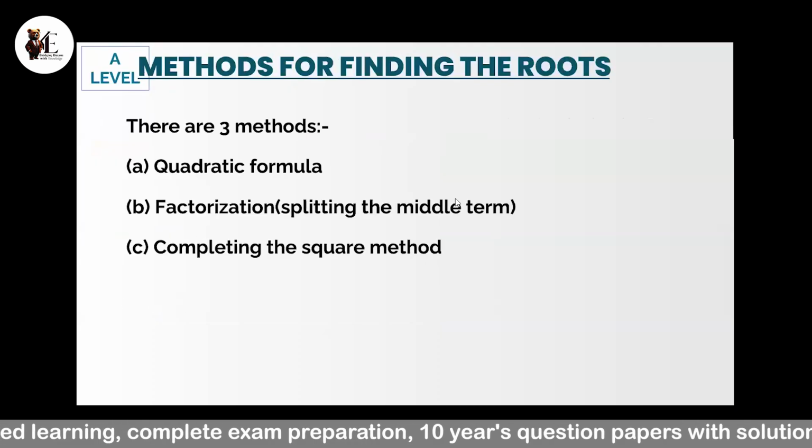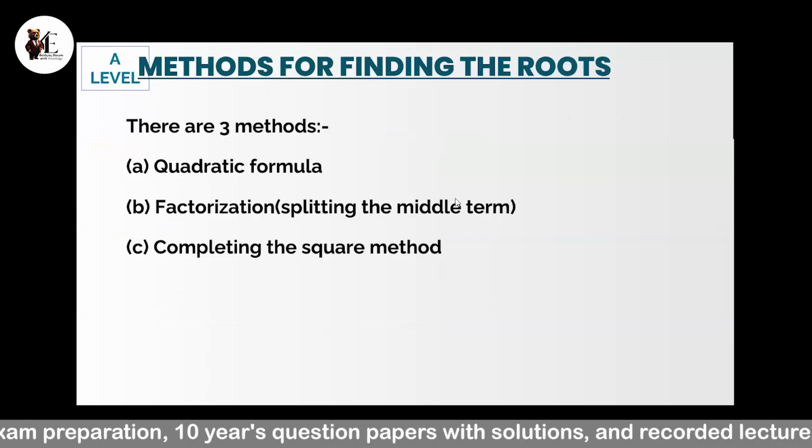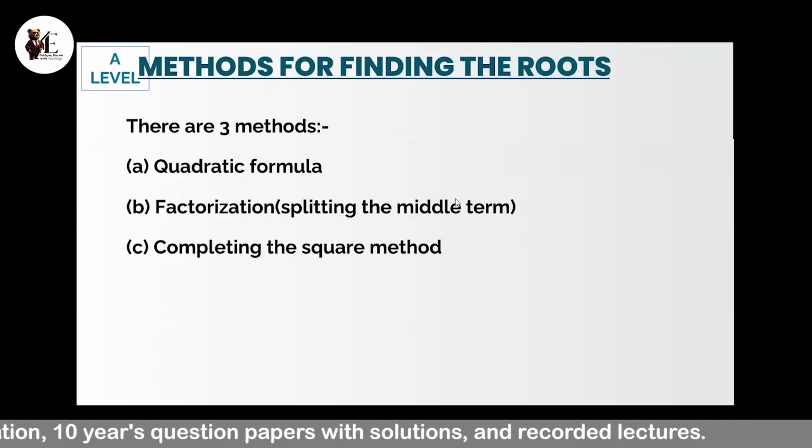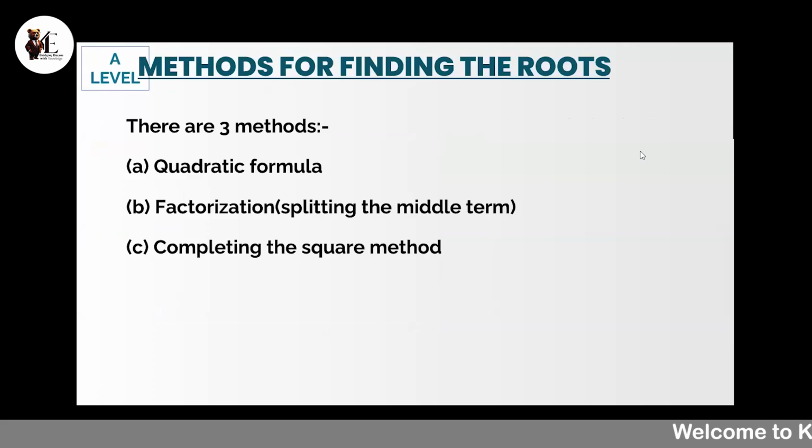Okay. So now there are methods to find the roots. We have covered the nature of the roots, and now how to find the roots. There are 3 methods. First is the quadratic formula. Second is factorization or the middle term split method. And the third one is the most important, the completing the square method, because if you look at past year papers, every time there is a question based on the completing the square method.